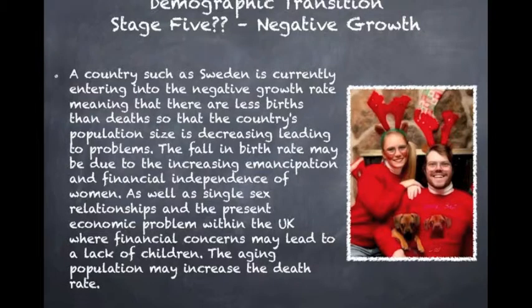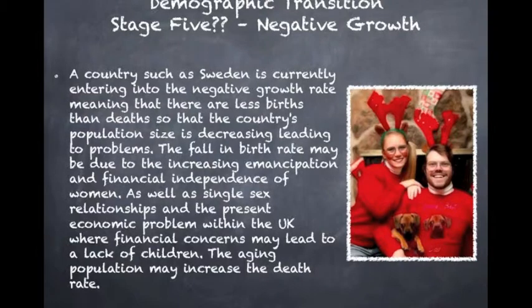which of course takes us into demographic transition stage 5, which some people say doesn't exist. Some people say there is no stage 5, some people say there is a stage 5. I'll let you decide for yourself, but this one's called negative growth. And you're already seeing this in countries such as Sweden, where they're moving into a negative growth rate, meaning there are fewer births than deaths. So the country's population is actually decreasing.